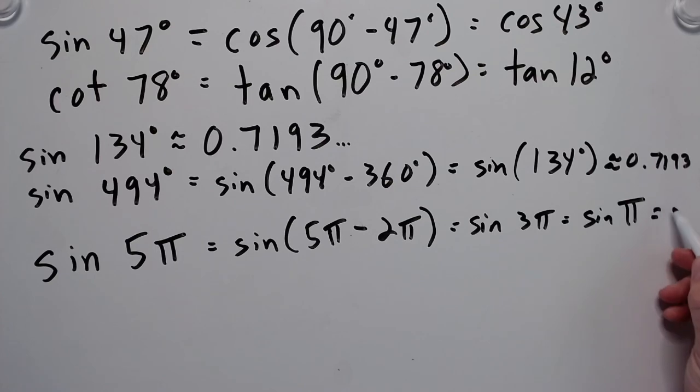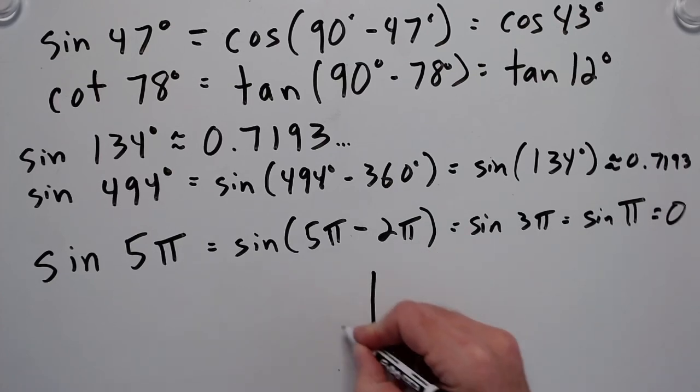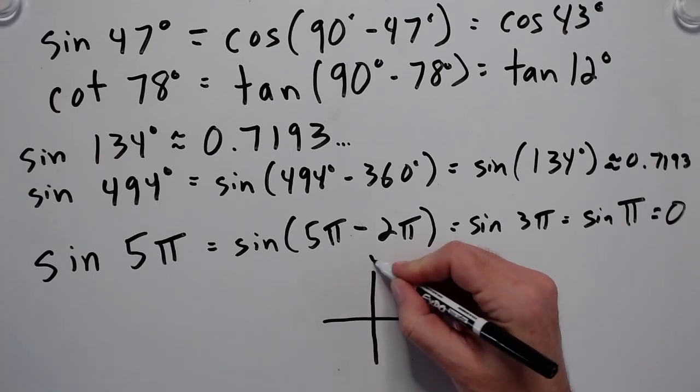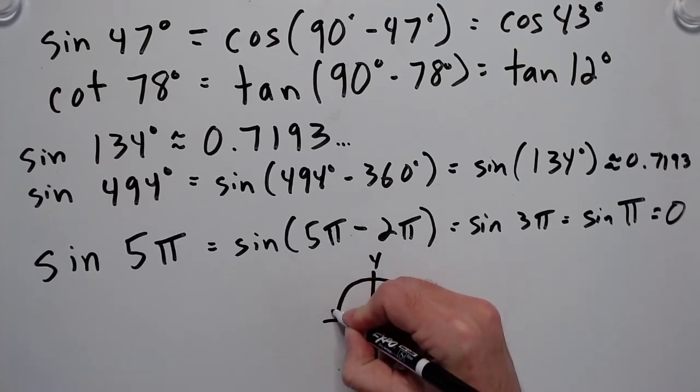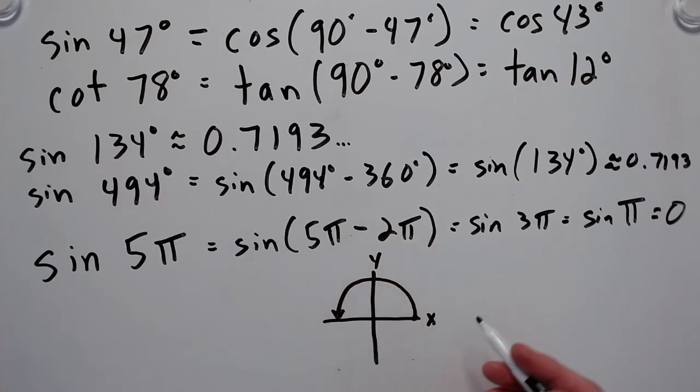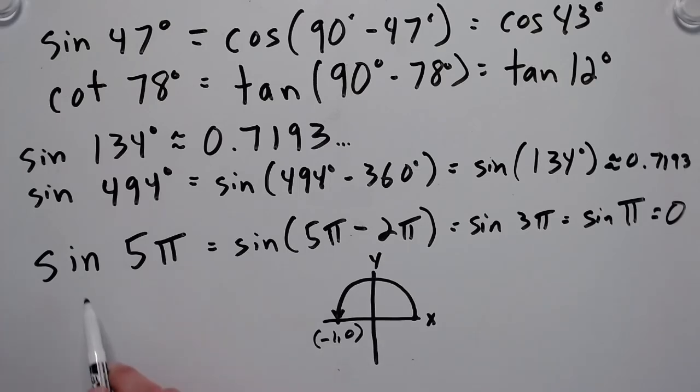Now, this is equal to 0, but if you haven't had that memorized, you could always just kind of draw yourself a circle. Right? Here's our x, here's our y. And starting here, if we draw pi over to here, or 180, what is our y value? Right here, we are at negative 1, 0. Our x is negative 1, and our y is 0. We're talking about sine, which cares about y. So the y value here is 0.